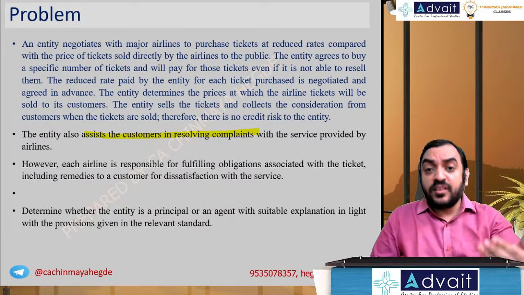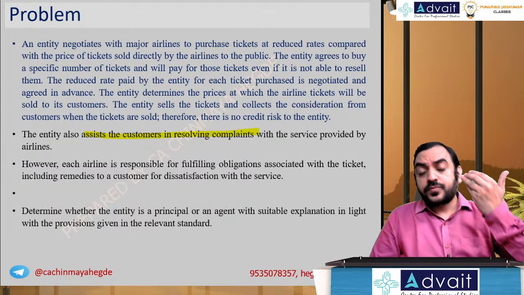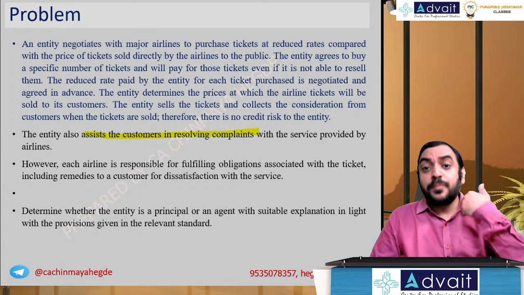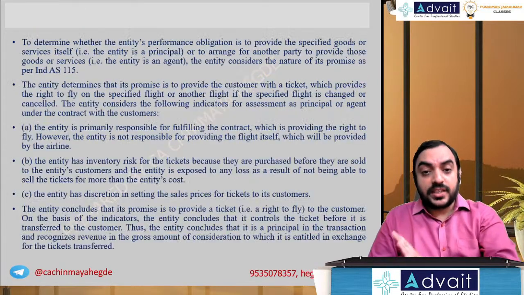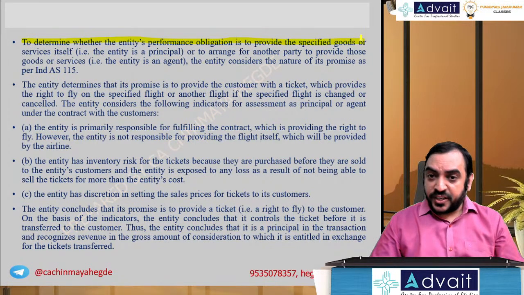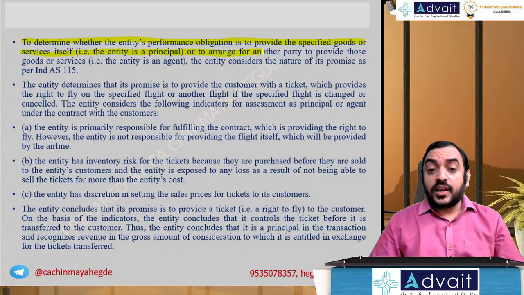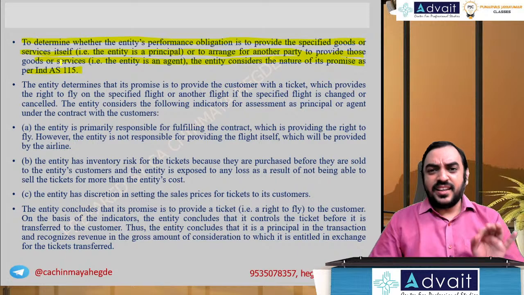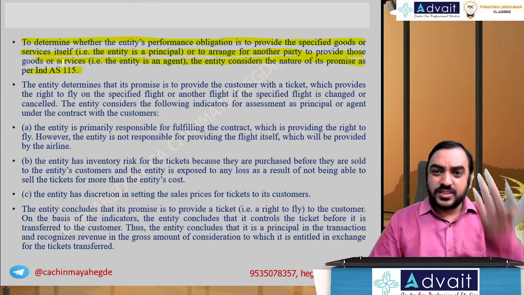So looking at this inventory risk, looking at these price discount freedom, it looks like it's the nature of a principal rather than an agent. We'll see what the institute has given as a solution. To determine whether the entity's performance obligation is to provide specified goods or services itself, the entity is a principal, or to arrange for another party to provide those goods or services, the entity considers the nature of its promise as per Ind AS 115. Why should they tell this? It is decided as per Ind AS 115. That much they could tell.